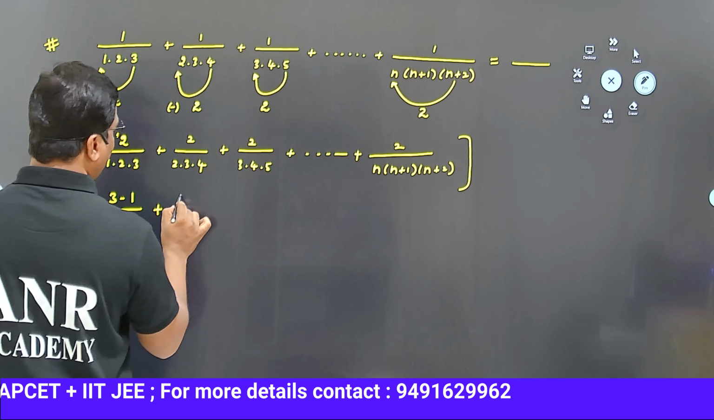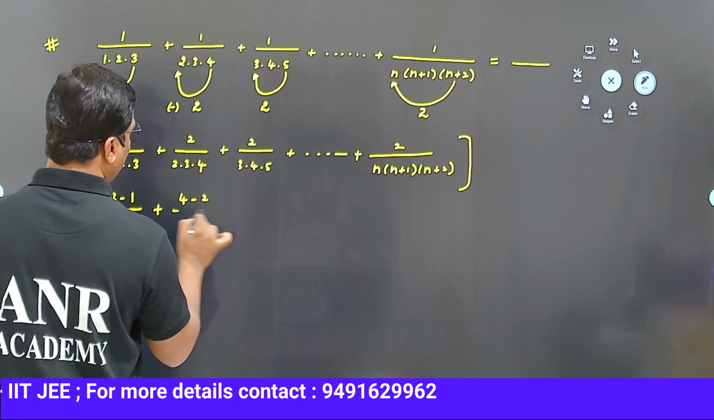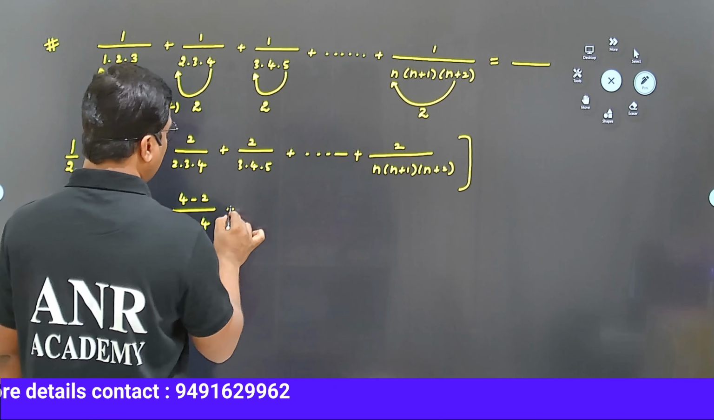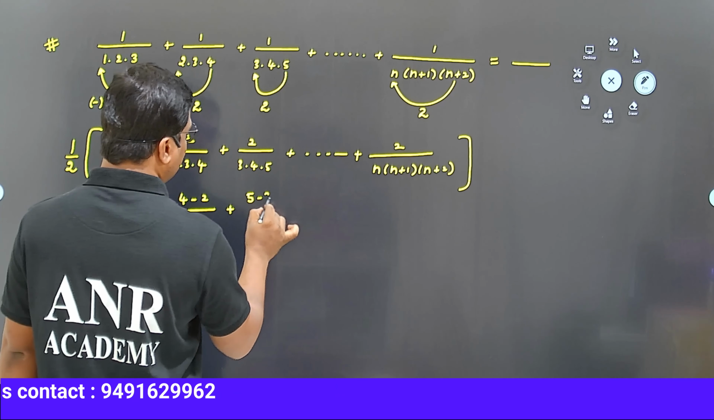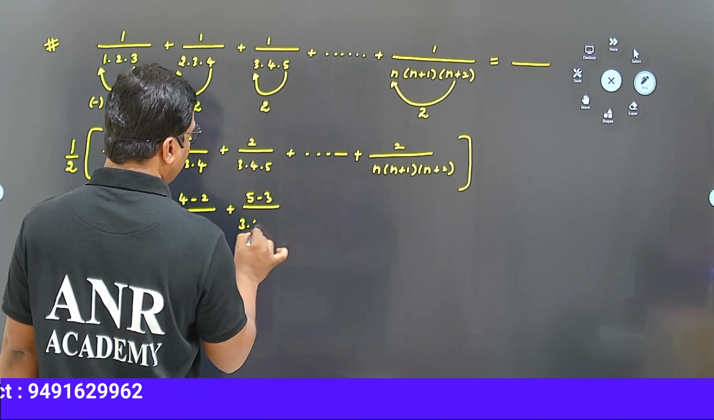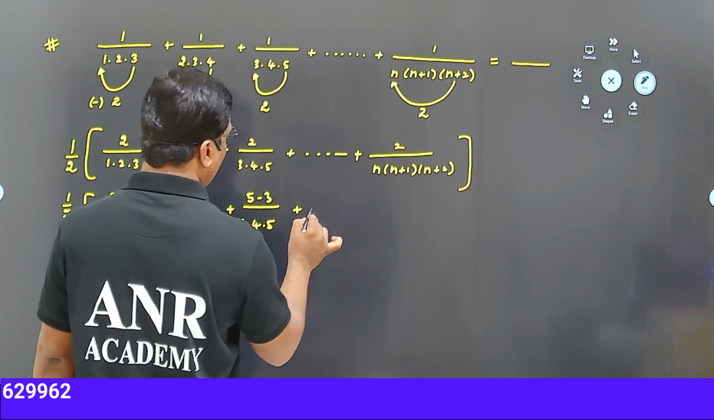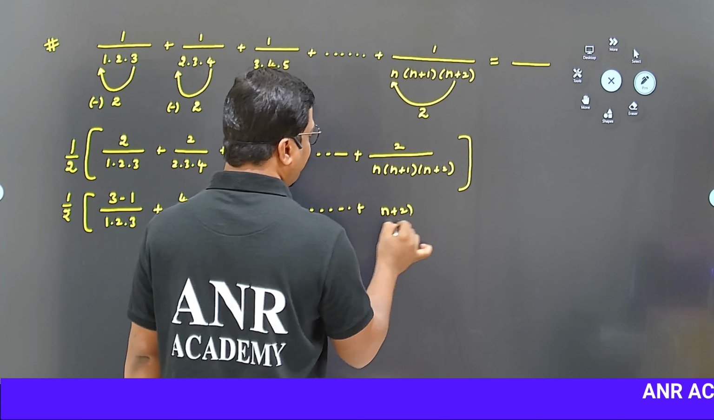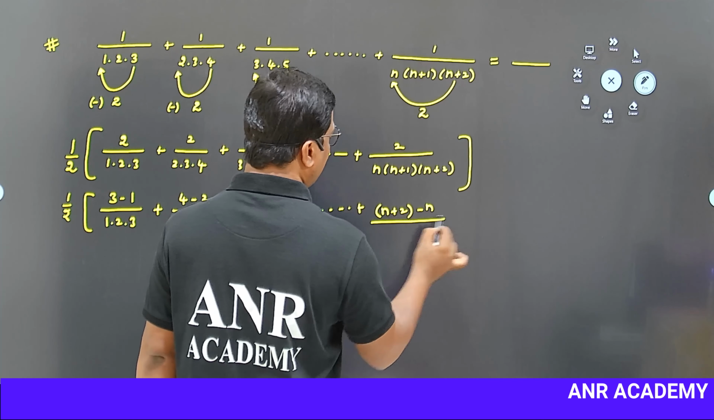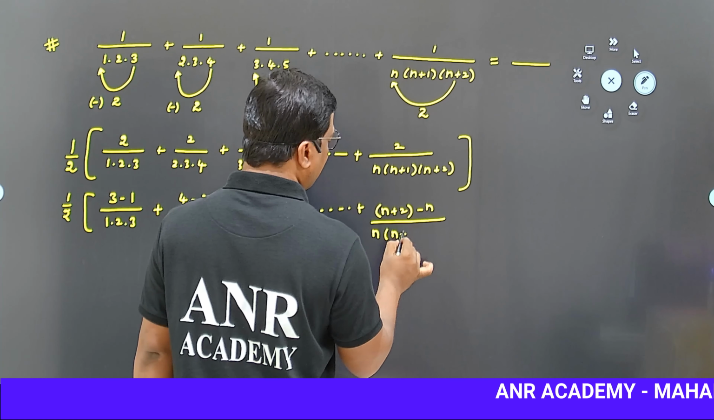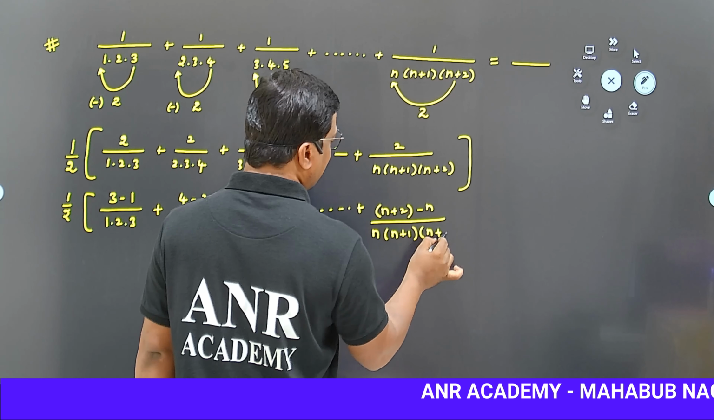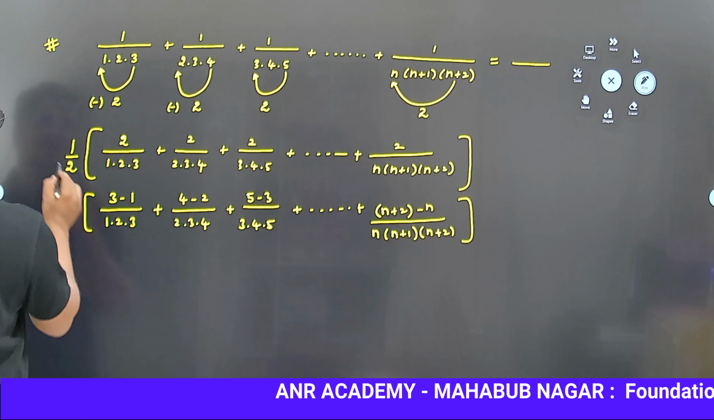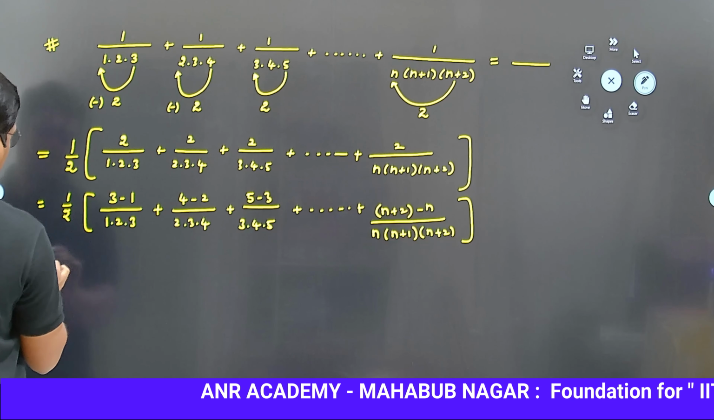Next, greater one minus least one divided by 2, 3, 4 multiple. Right. Next, greater one minus least one divided by 3 into 4 into 5, and so on. Greater one n plus 2, least one n, divided by n, n plus 1, n plus 2. Now simplify this.